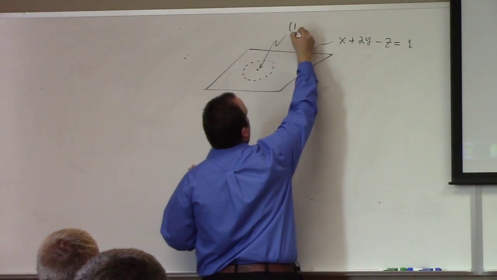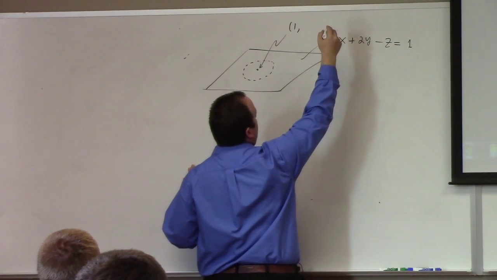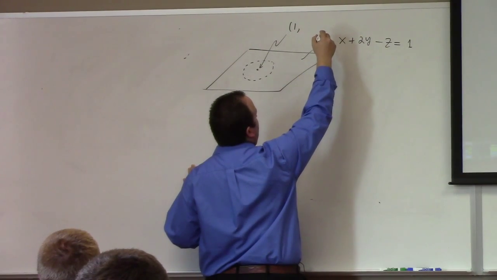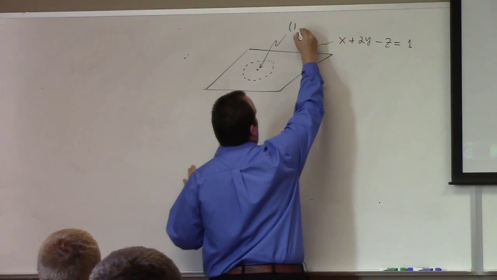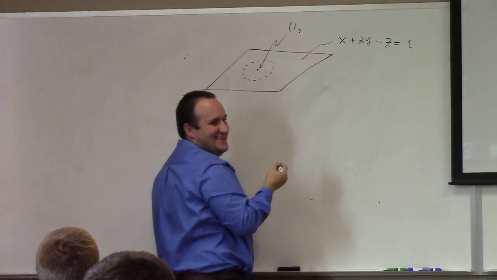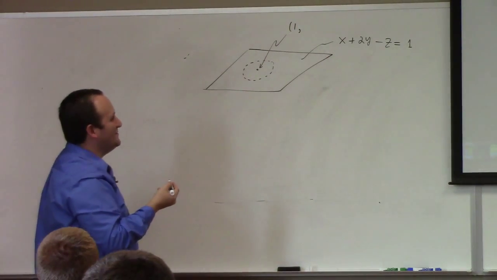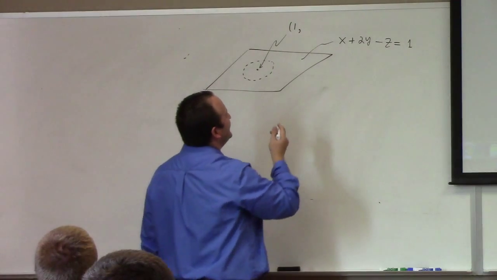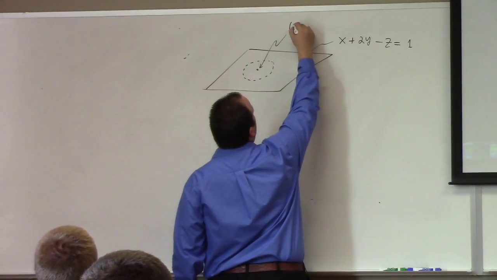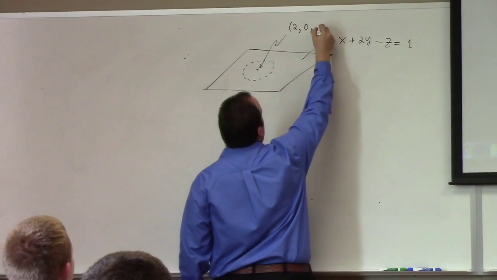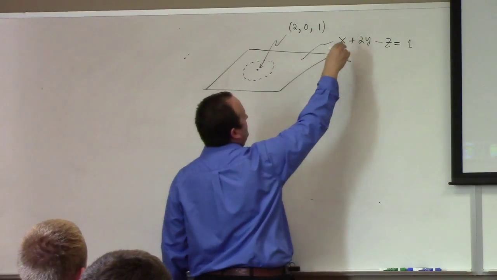If I do 1, and if I do no fractions, I will not allow fractions. Sorry, anything but fractions. What's that? 2, 0, 1. Is that right, guys? 2. Yeah, the zeros are good. 2, 0, 1. Will that work for us?